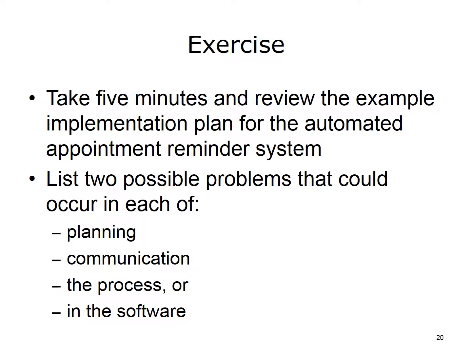Take 5 minutes and review the example implementation plan for the automated appointment reminder system. List 2 possible problems that could occur in each of the following areas: planning, communication, the process, or in the software. We will review some common causes of problems on the next slide. Pause the slides now. When you have finished, restart the slides.